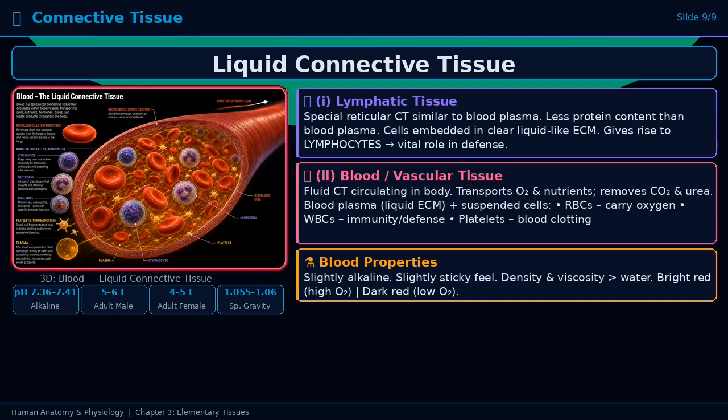Blood has a specific gravity of 1.055 to 1.06, a pH of 7.36 to 7.41, and is slightly alkaline. An average adult man has 5 to 6 liters of blood, while a woman has 4 to 5 liters.